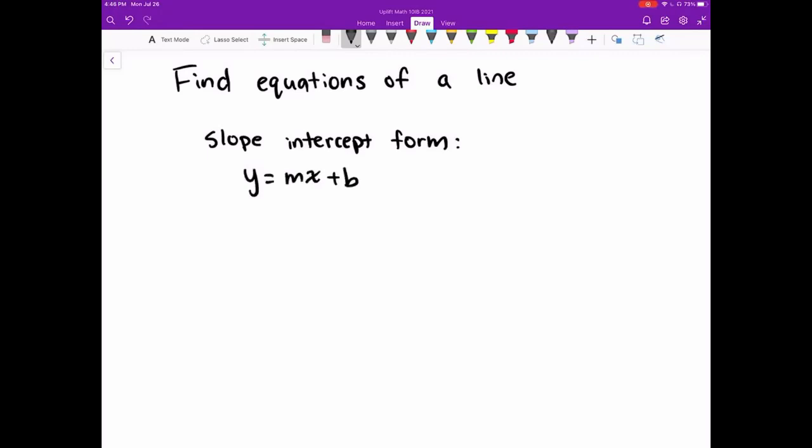And you might have noticed where that m came from when we talked about slope earlier. So the m would be slope. And the b will be the y value of the y-intercept. So for example, we can have something like y equals negative 2x plus 3.